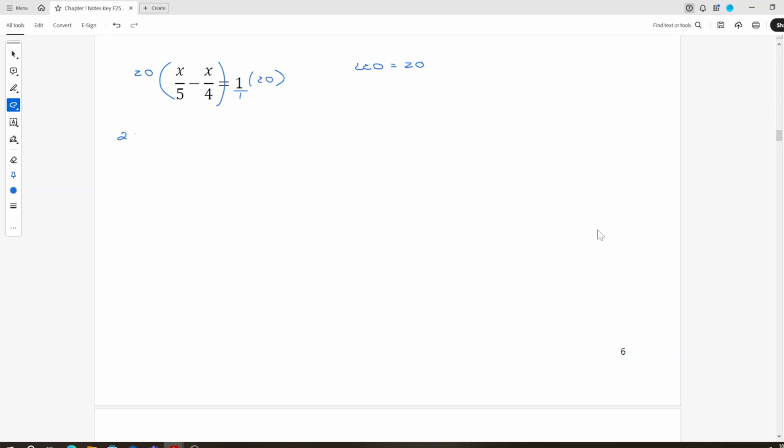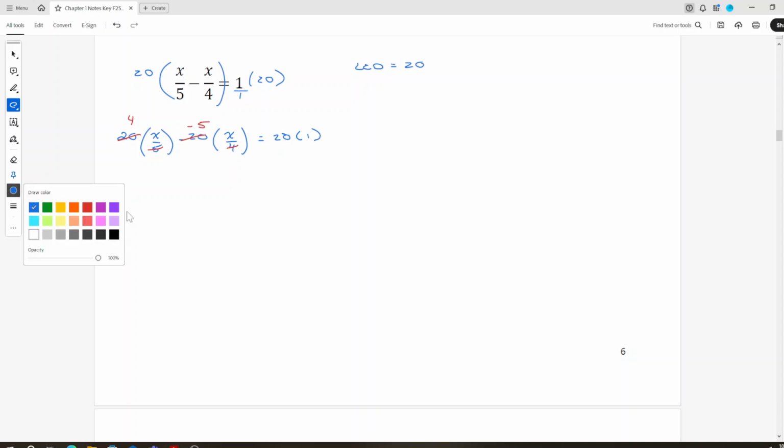In reality, I'm going to show that I'm multiplying every term by 20. And it doesn't matter whether you do 20 times 1 or 1 times 20. Then why did we do this? Well, we did this because 20 divided by 5 is 4. Negative 20 divided by 4 is negative 5. That leaves me with 4 times x minus 5 times x is equal to 20. Then the distributing, this is really just 4x minus 5x is equal to 20.